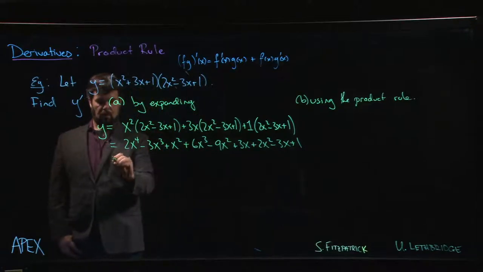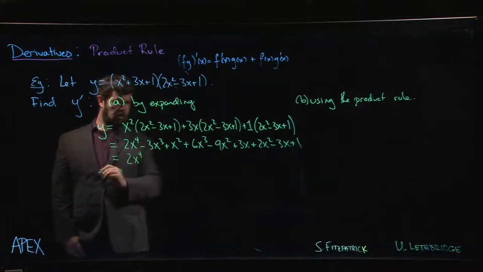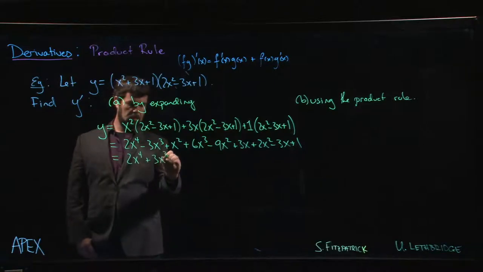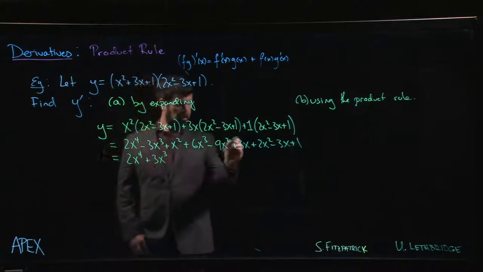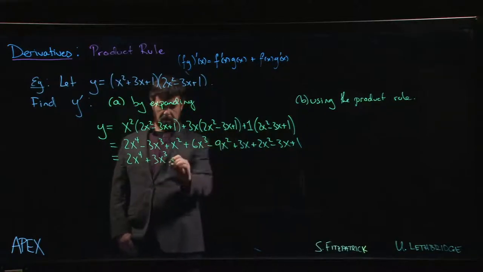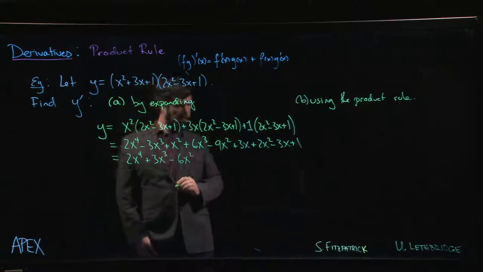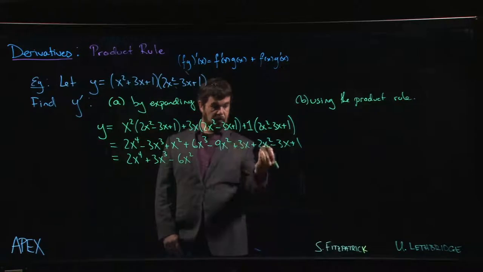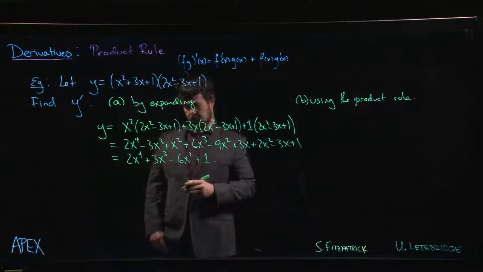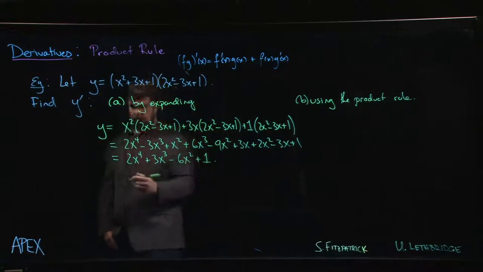And we should probably group like terms before we take the derivative. So we have 2x to the 4. 6 minus 3 gives us 3x cubed. Okay. 2x squared plus another x squared, 3x squared, minus 9 gives us minus 6x squared. Okay. Minus 3x plus 3x, those actually cancel out. And then we have plus 1. All right. Having done the expansion, we can take the derivative term by term.